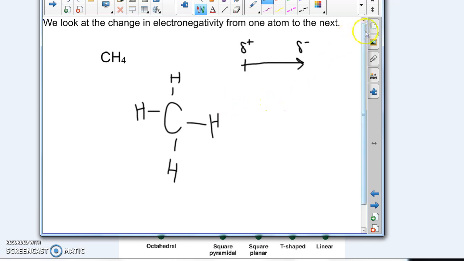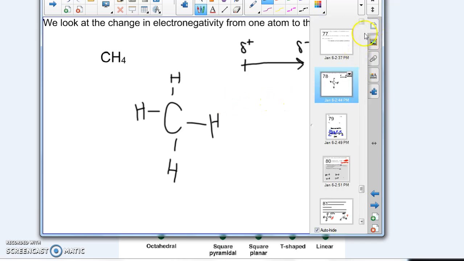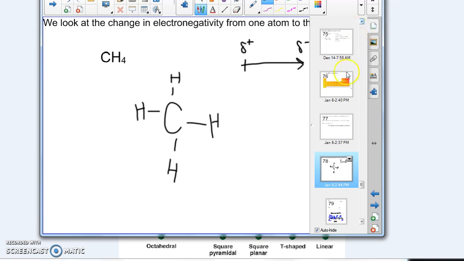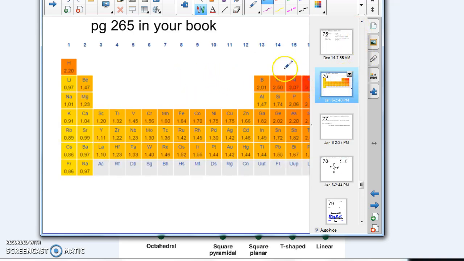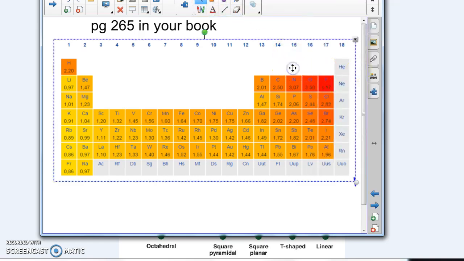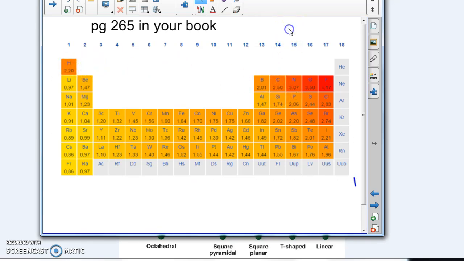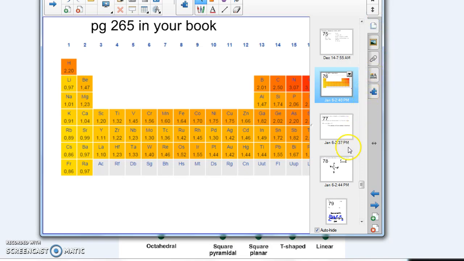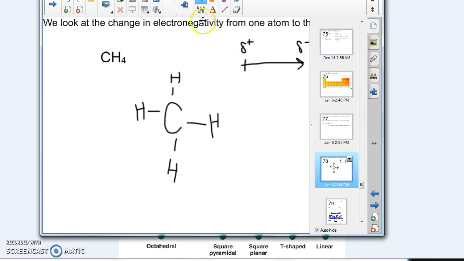If I go back to that original chart and I look at the electronegativity differences between hydrogen and carbon, I'll see that hydrogen has an electronegativity of 2.2, carbon has an electronegativity of 2.5, so I know that carbon is more electronegative than hydrogen. Therefore, I'm going to draw my arrows pointing towards carbon, the more negative one.